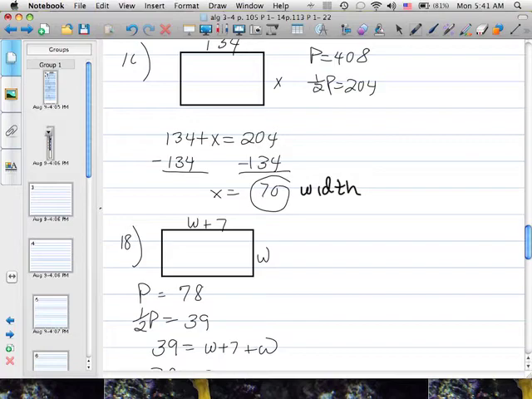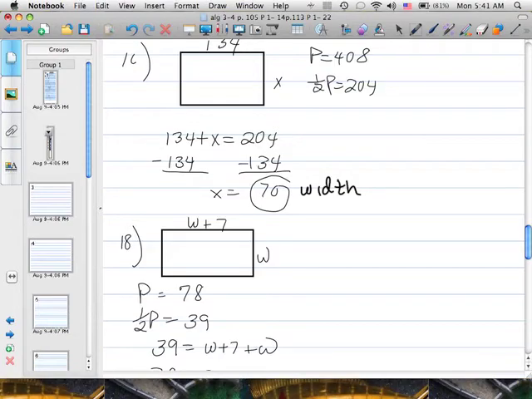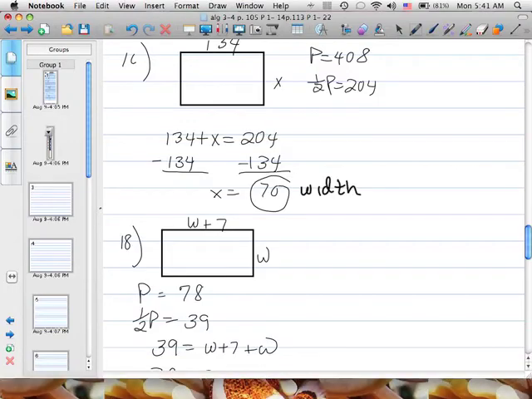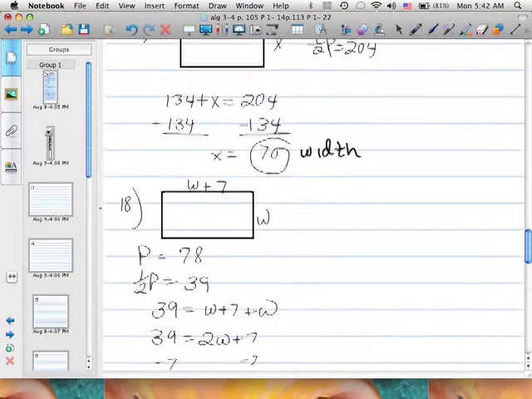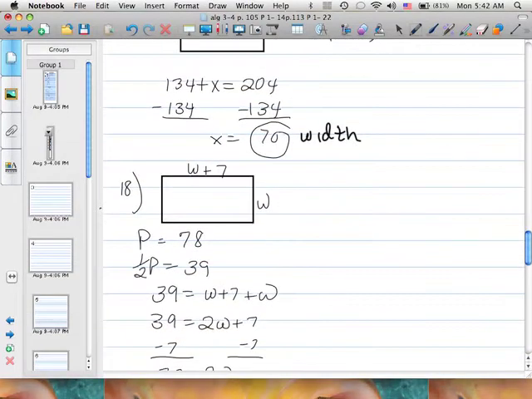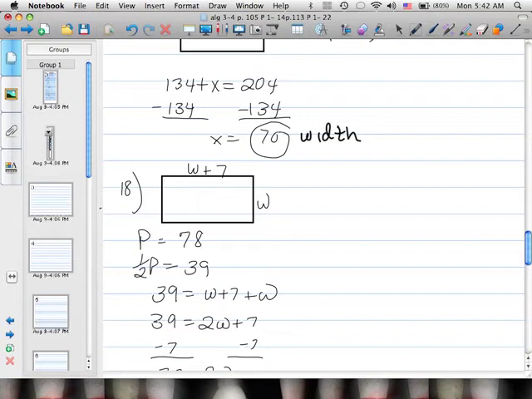And to make these a little bit simpler, I know that half of the perimeter would be one length and one width. So I'm going to make it a little bit simpler and just use half the perimeter, which is 204. So I'm going to take 134 plus x equals 204. I'm going to subtract 134 from both sides, and then I get x equals 70 for the width.